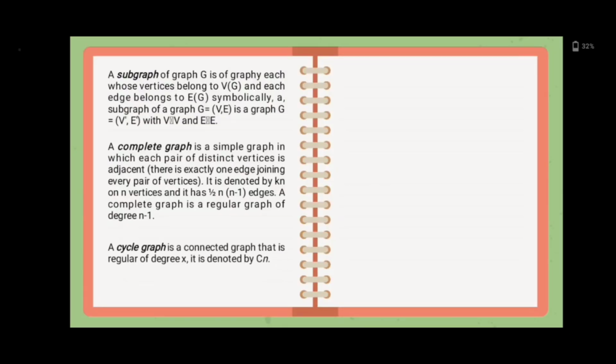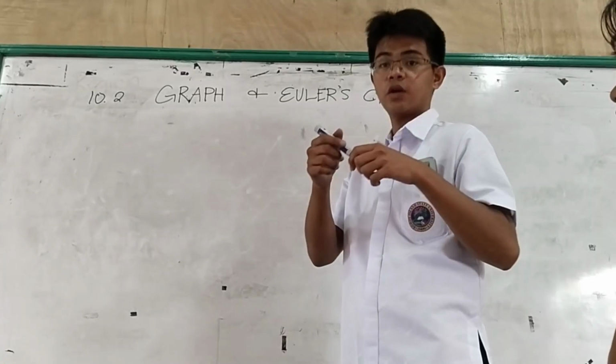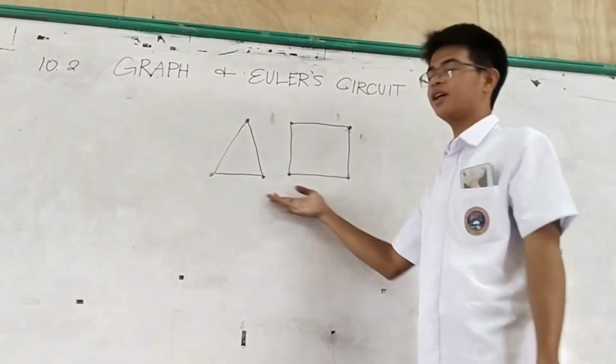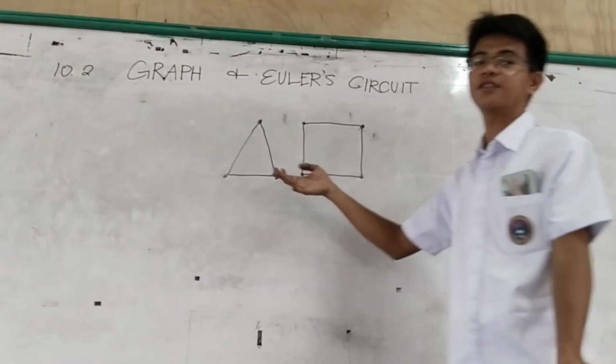Next is the cycle graph. A cycle graph is a connected graph that is regular of degree 2. It is denoted by C sub n. On the contrary, a graph with no cycle is acyclic. So let me provide you some graphs that are cycle graphs. These two are basic examples of a cycle graph.